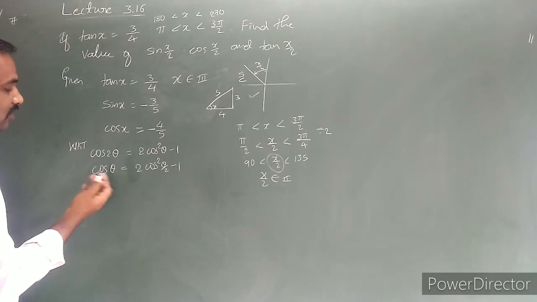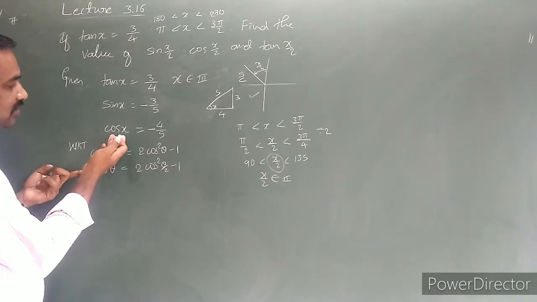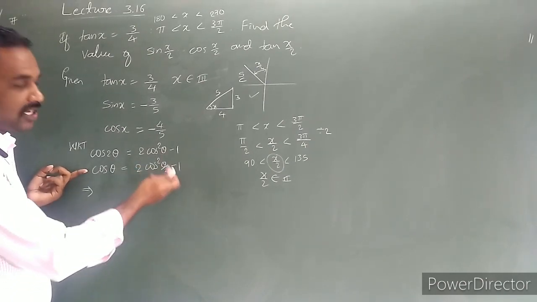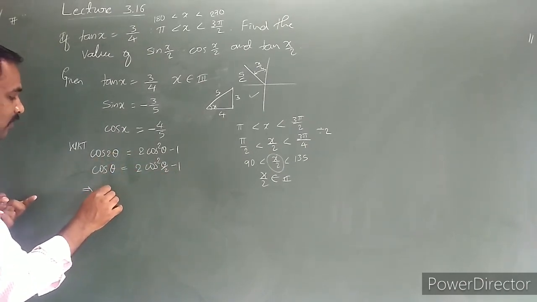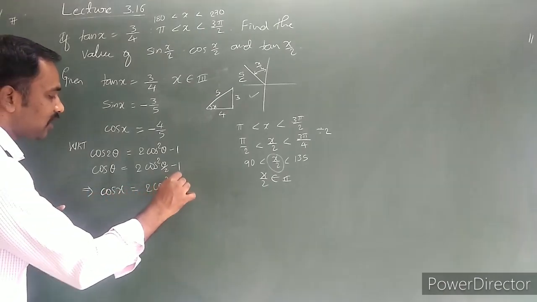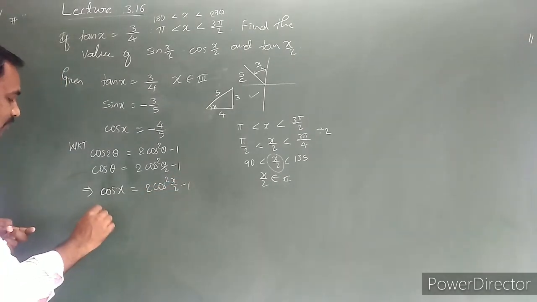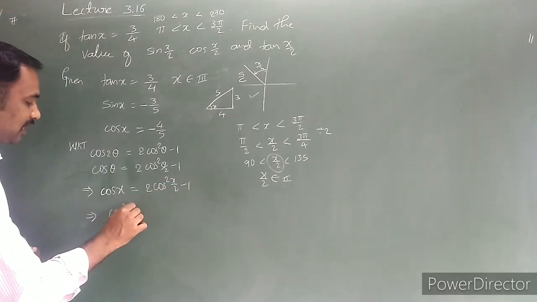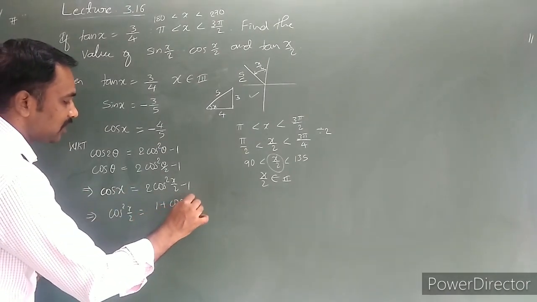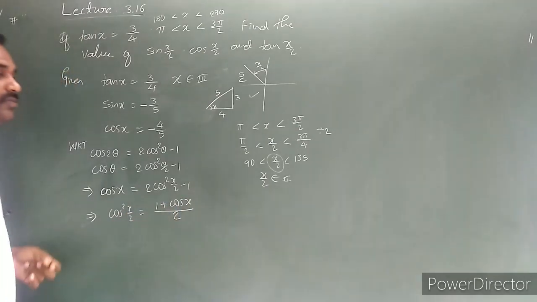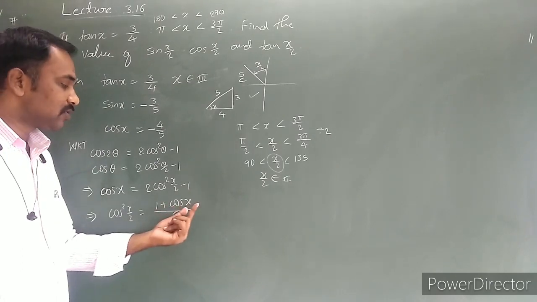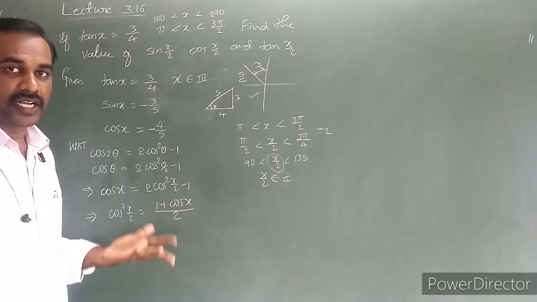Now from this, do you know the cos of theta value? Yes, you know the cos x value. Is the cos x value required? Yes, only one unknown value is there. So I write cos of x is equal to 2 times cos square of x by 2 minus 1. Simplify this. Cos square of x by 2 is equal to how much? Plus 1, bring it to the left hand side, 1 plus cos of x, and the 2 also goes to the left hand side, divided by 2. Already you know the formula: 1 plus cos of x is equal to 2 cos square x by 2.